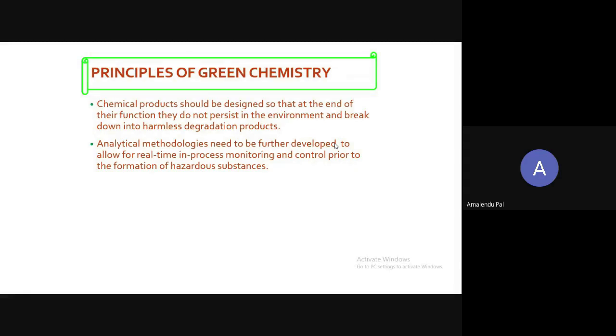Analytical methodology needs to be further developed to allow for real-time, in-process monitoring and control prior to the formation of hazardous substances. So we have to develop our methodology so that during the process there is no formation of hazardous byproducts. If there is a byproduct, it should not be hazardous.